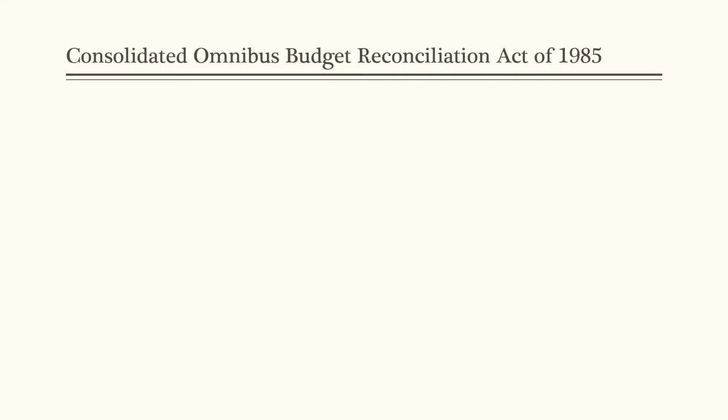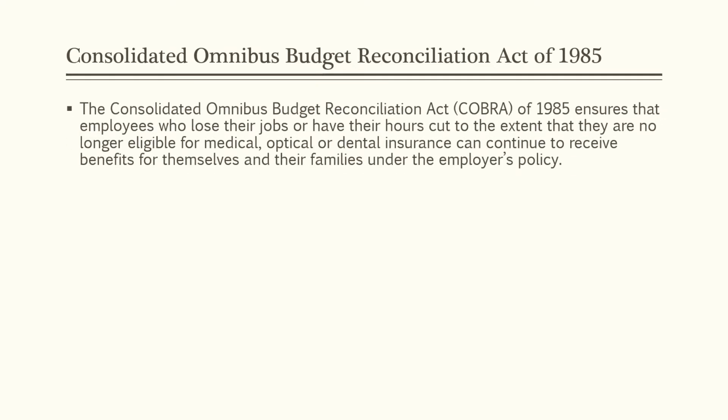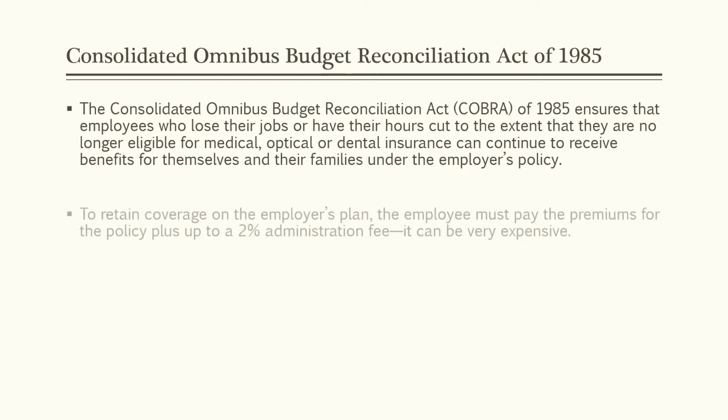Next, I want to discuss the Consolidated Omnibus Budget Reconciliation Act of 1985. The Consolidated Omnibus Budget Reconciliation Act of 1985 is known as COBRA, and it ensures that employees who lose their jobs or have their hours cut to the extent that they are no longer eligible for medical, optical, or dental insurance, can continue to receive benefits for themselves and their families under the employer's policies.